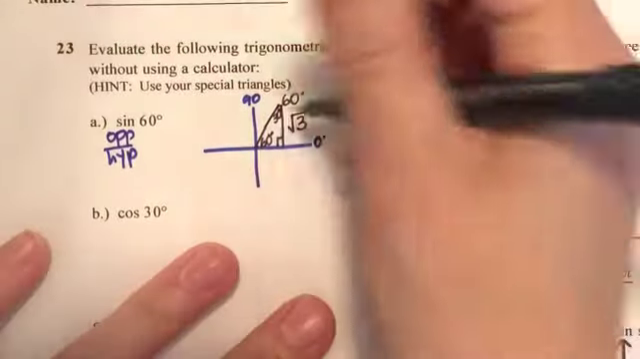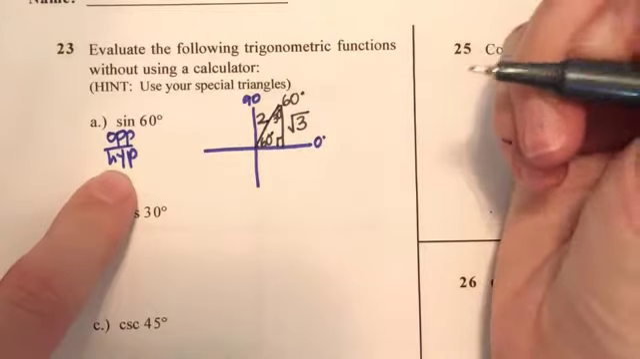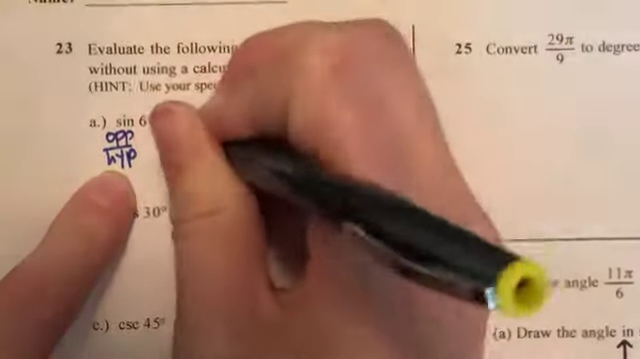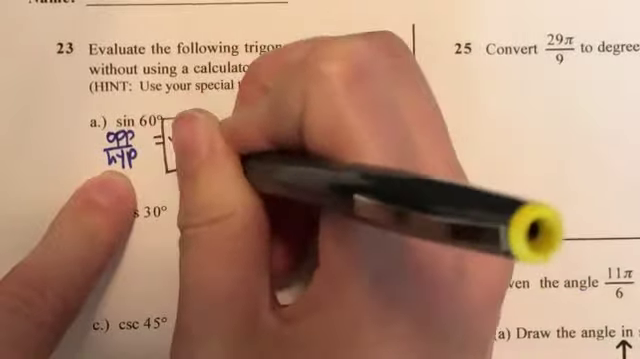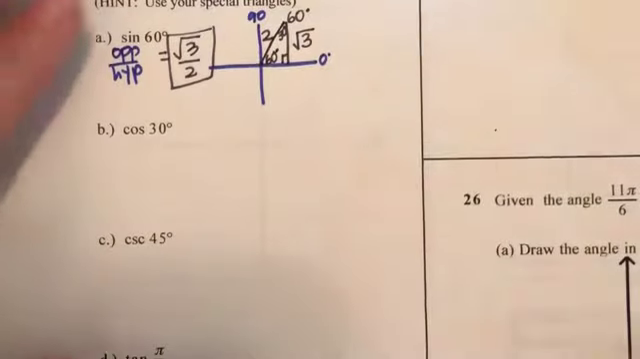So positive square root 3, and then our hypotenuse always in the 30, 60, 90 triangle is positive 2. So sine of 60 is equal to opposite over hypotenuse. So it's positive square root 3 over 2. All right, cosine of 30 degrees.